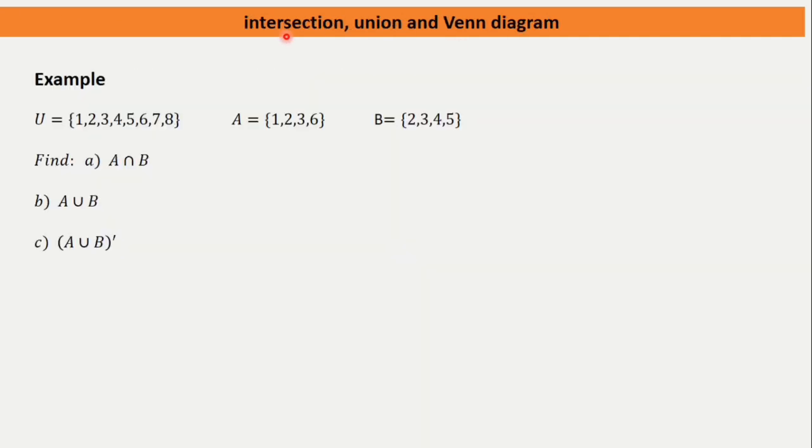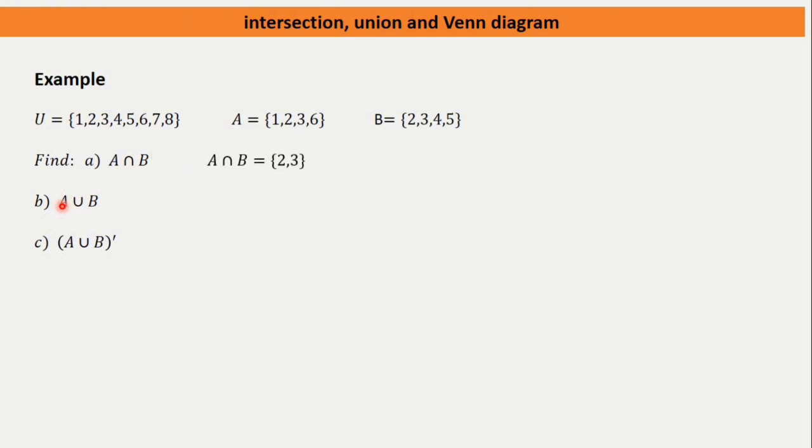Now let's learn about intersection, union, and Venn diagram. Here we have set A and set B. This set with the name capital U is called the universal set. It contains all the elements in set A and set B. Find A intersection B. The intersection of set A and set B means the elements that they have in common, in this case 2 and 3. So this intersection will have only 2 elements, which are 2 and 3.